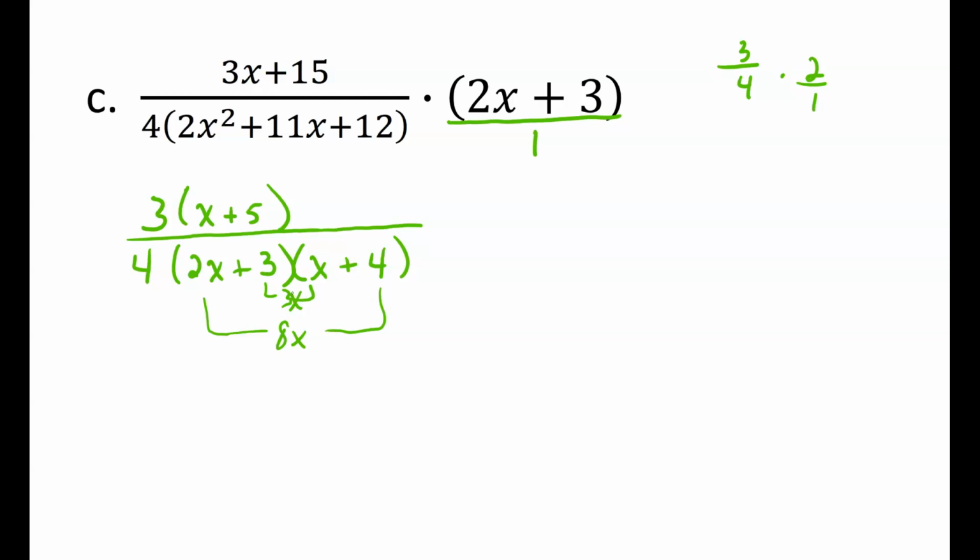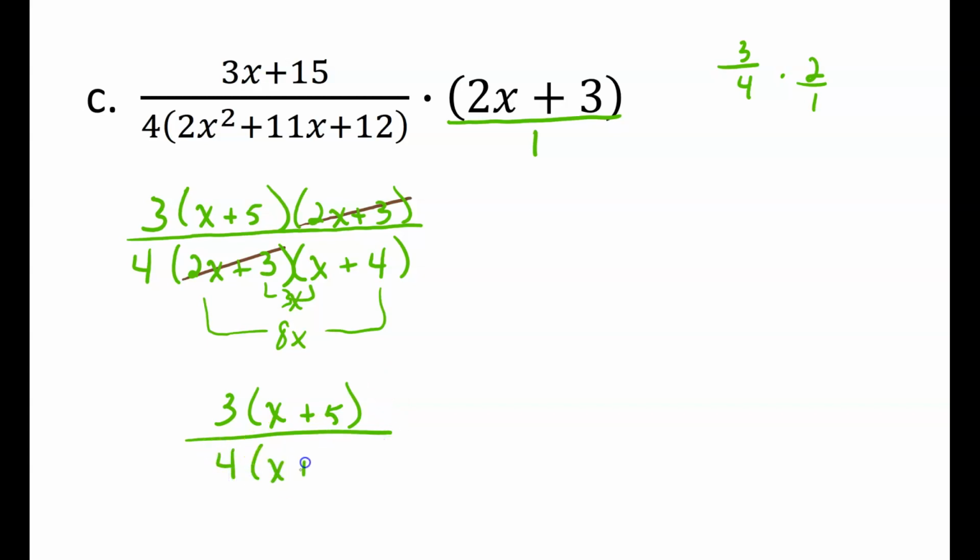I still need to include my 2x plus 3, so I'm going to put that over here. Do I need to include that 1 anywhere? Nope, unnecessary. What can be simplified out at this point? 2x plus 3, we can simplify out. Nothing else simplifies, so we're just going to rewrite what is left over. So we have 3 times x plus 5 all over 4 times x plus 4. Looking at this, I know that x cannot be negative 4.